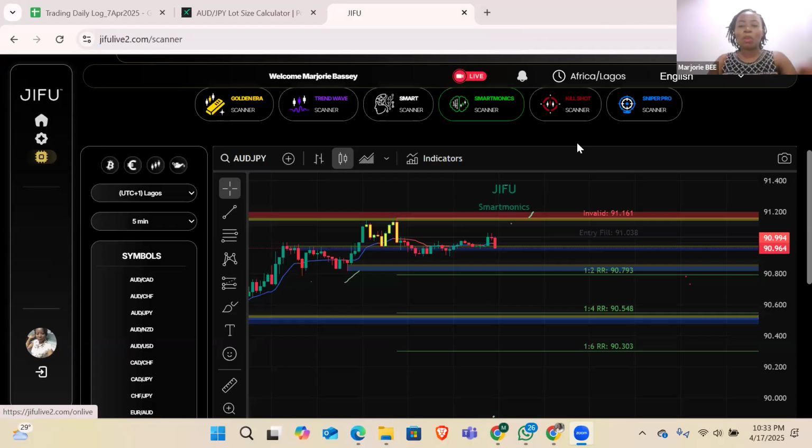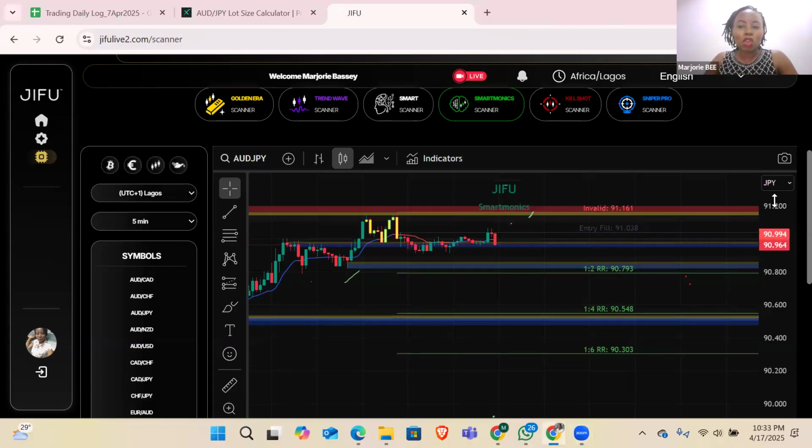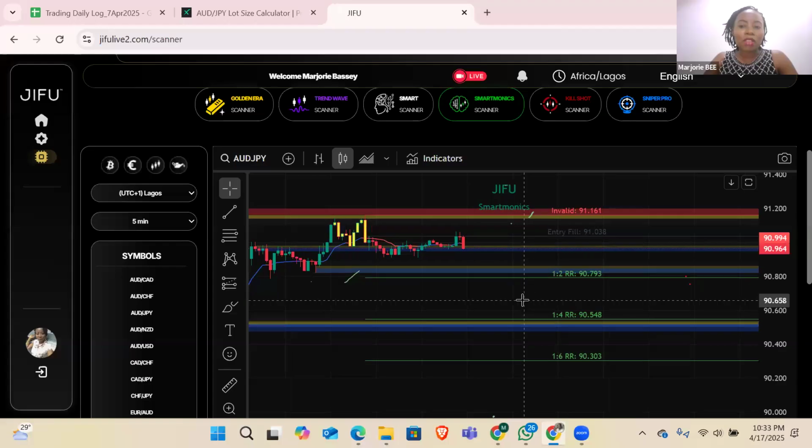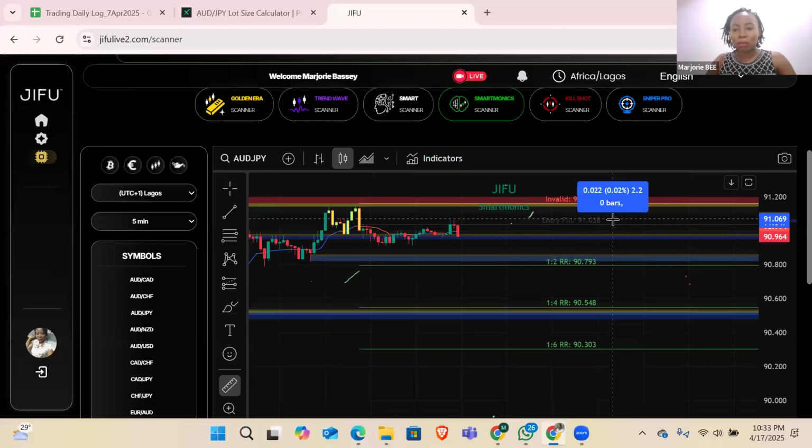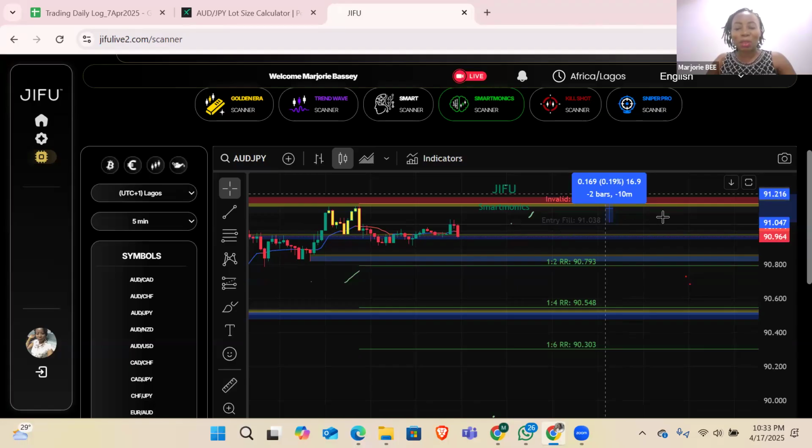And I remember what I wanted to say. Now, in smart monies, the stop loss is very minimal. It's usually maybe like 20-25 pips. Let's just see this one. This one is even like 16 pips, from the entry to the stop loss. It's just 16 pips.